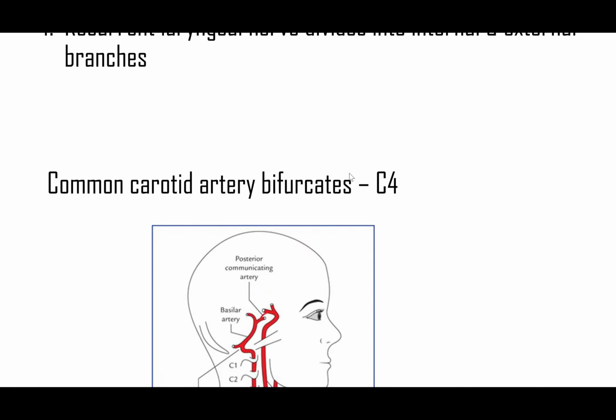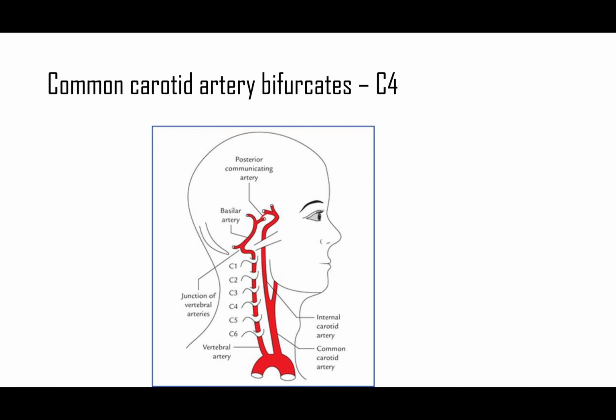Starting with the first one, the common carotid artery bifurcates at the level of C4. Here you can see in the diagram, this is the common carotid artery and this is its bifurcation, and here you can see the vertebra, that is C4. So the first option is not correct because it is at C4, not C6 level.